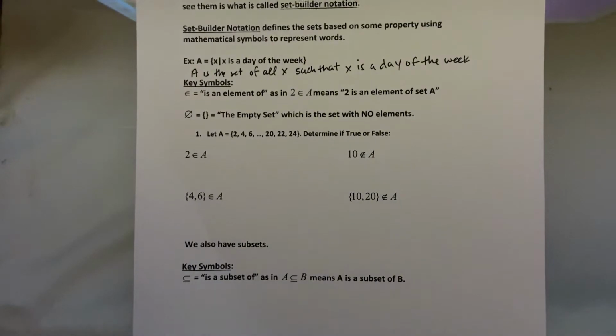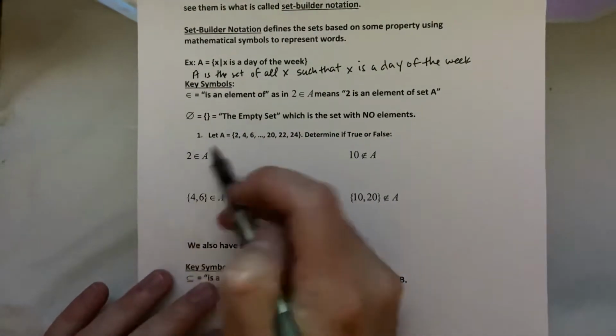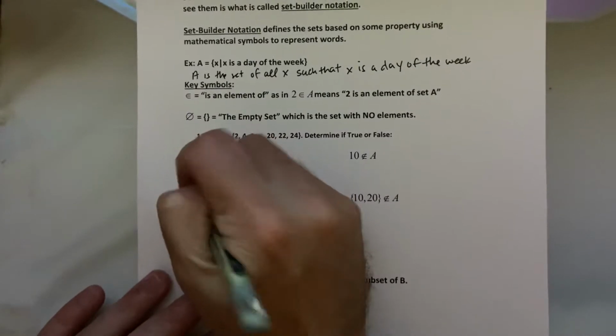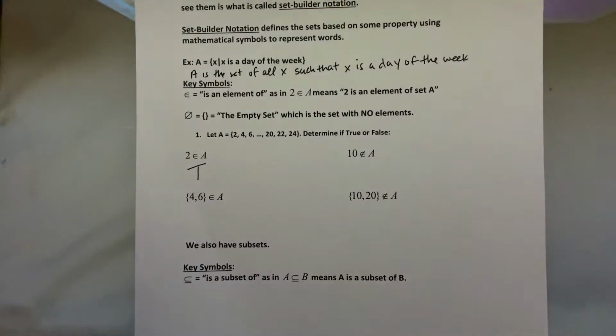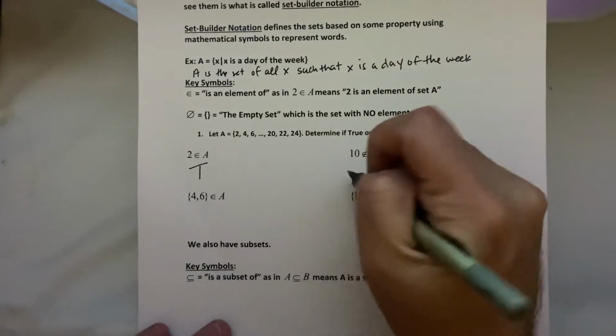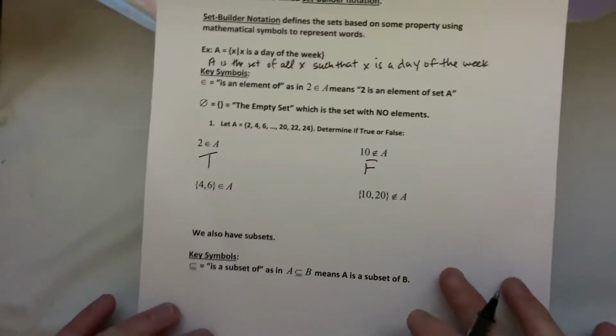Let A be the set 2, 4, 6, dot dot dot, 24. The dot dot dot means the pattern continues up until 24, so all the even numbers from 2 to 24. Determine if these are true or false. Is 2 an element of A? Yes, so this is true. Is 10 not an element of A? This is false because 10 is actually in the set A.